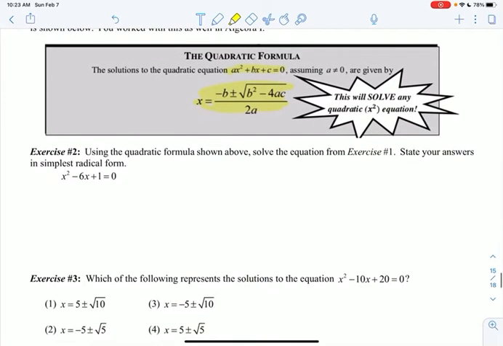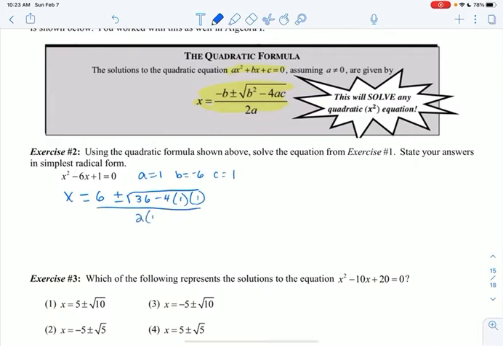Let's practice it again. We're going to do the same problem, but with the quadratic formula. I'm going to list my a is 1, my b is negative 6, and my c is 1. So x equals negative b, so negative 6 is positive 6, plus or minus the square root of b squared, so negative 6 squared is 36, minus 4 times a, which is 1, times c, which is 1, over 2a, and again, a is 1.